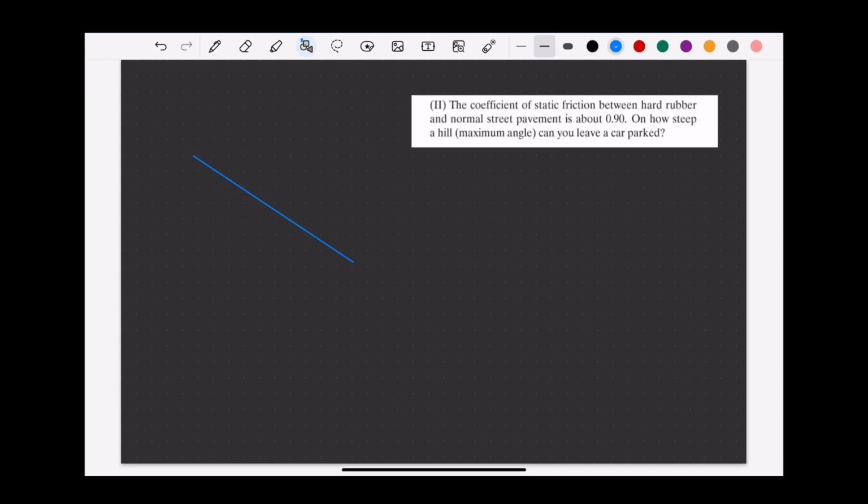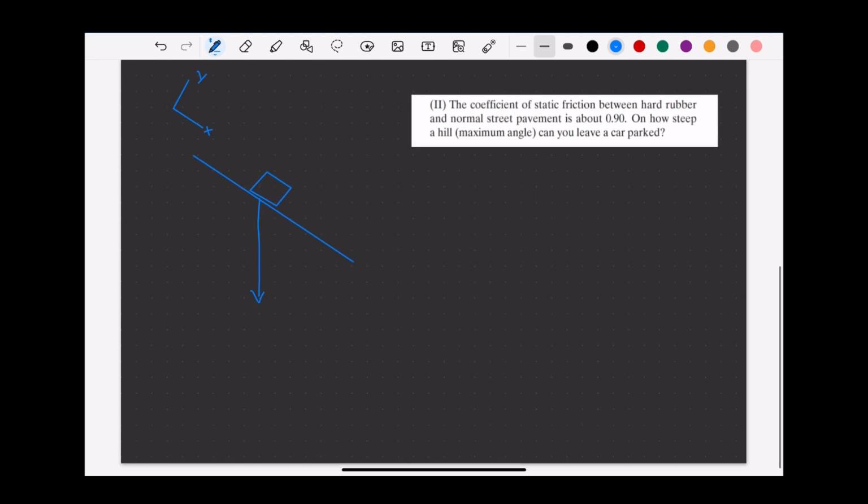All right, I'm going to define my x and y axis. My positive x-axis is going to be parallel to my incline, and my positive y-axis is going to be perpendicular to my incline. All right, let me draw my object, which is my car in this case. We don't know what its mass is, but we can still label its force due to gravity in terms of its mass and acceleration due to gravity.